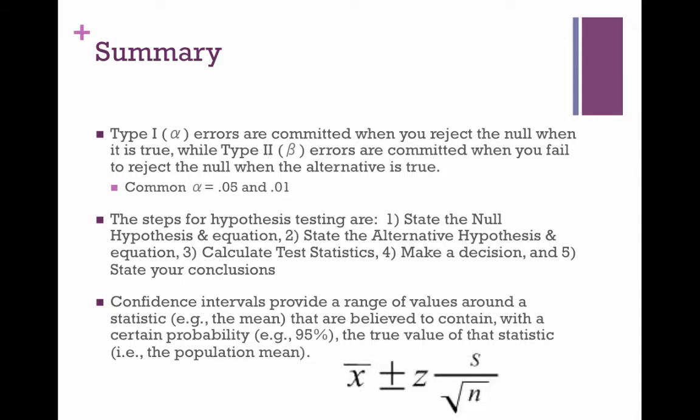And these provide a range of values around a statistic, such as the mean, that are believed to contain, with a certain probability, the true value of that statistic within the population, which is then your parameter. And here we have the equation for confidence interval, where the mean plus or minus your z-score, which is based upon your confidence interval, times your standard error of the mean, which is your standard deviation divided by the square root of your sample size.